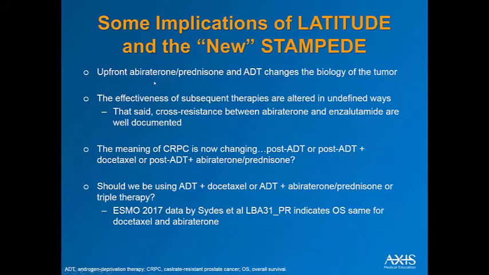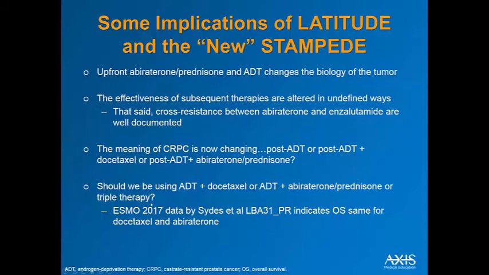So this is truly a new finding with the original presentation in June, and the New England Journal article is online in June as well. But this is something that has changed, and a lot of people are not aware of it yet. Now, should we be using ADT docetaxel, ADT abiraterone, or maybe even a triple therapy to combine everything? The answer is we don't know about triple therapy.